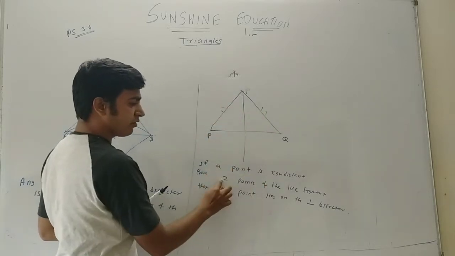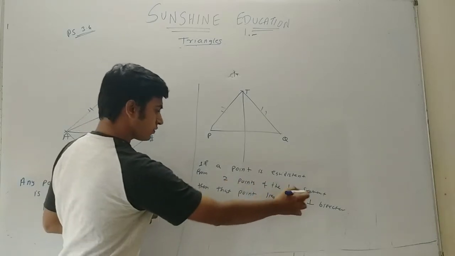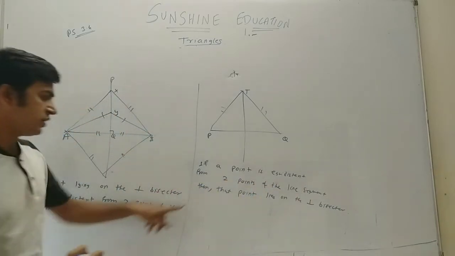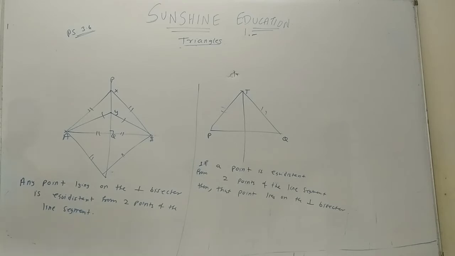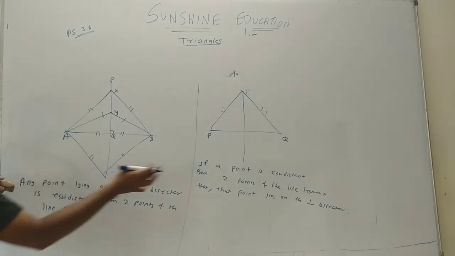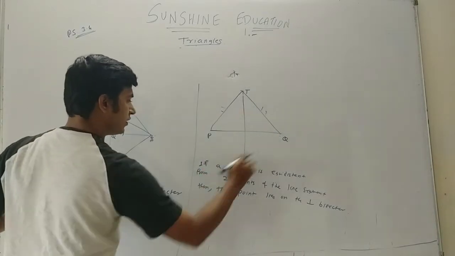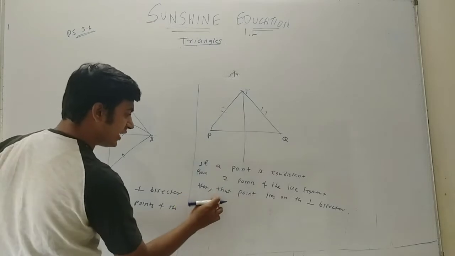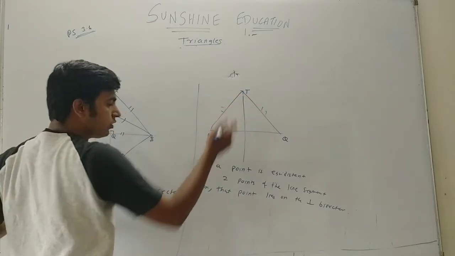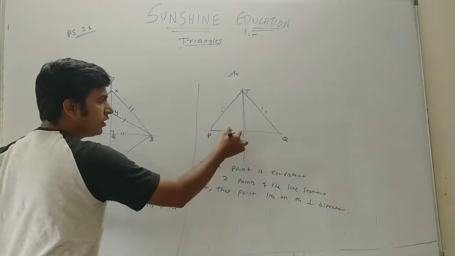If a point is equidistant from the 2 points of the line segment, then remember this: any point lying on the perpendicular bisector is equidistant from the 2 points. But remember, only if the point is equidistant from the 2 points of the line segment can we say that this point is lying on the perpendicular bisector.